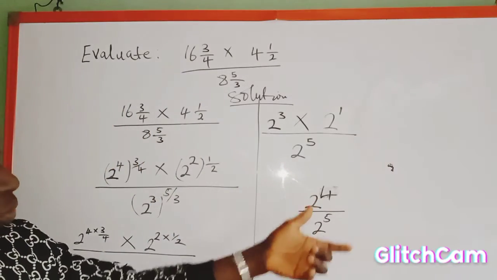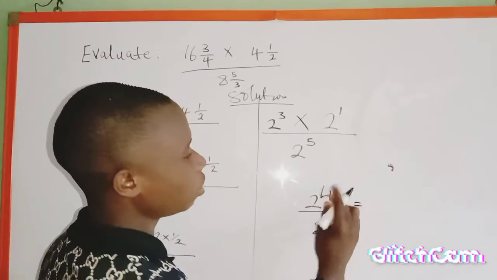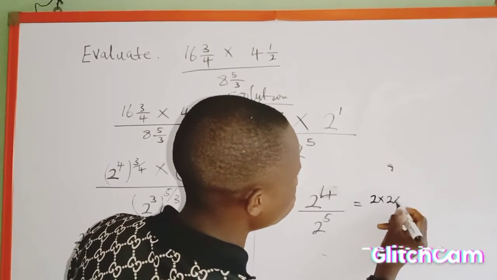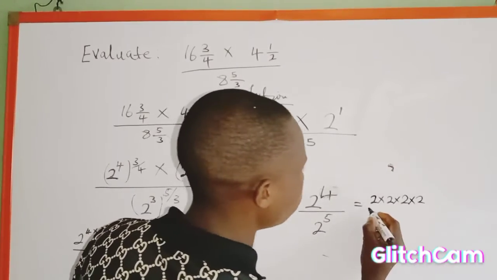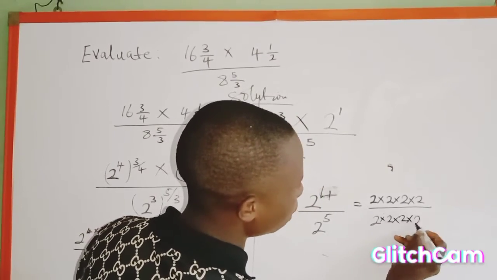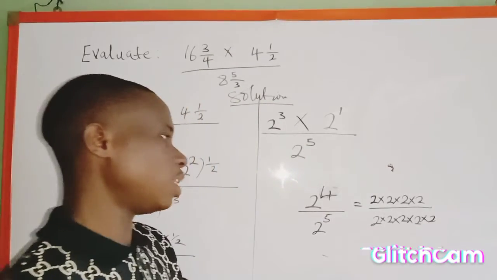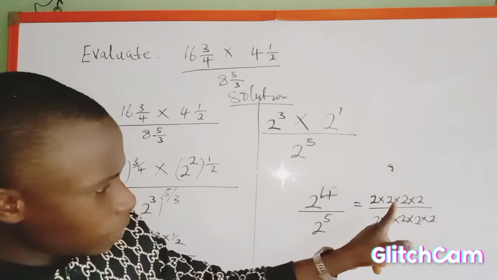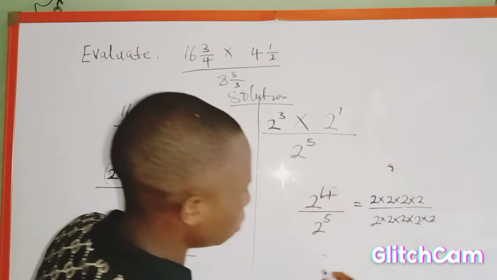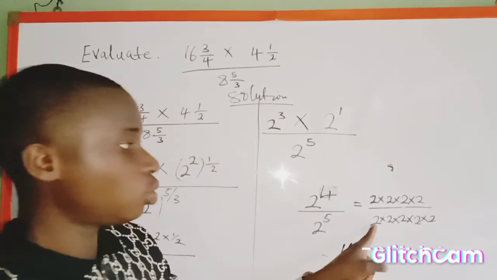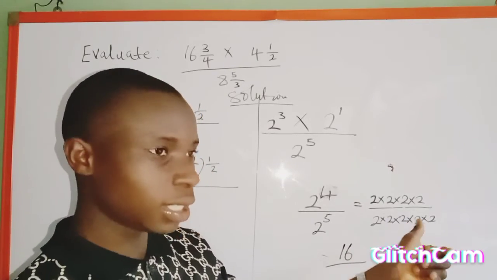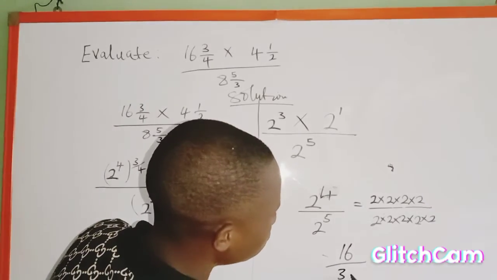I can go further to reduce this fraction. 2 raised to the power of 4 is the same as 2 multiplied by 2, multiplied by 2, multiplied by 2, four times, all over 2 multiplied by itself five times. So 2 multiplied by 2 gives me 4, 4 multiplied by 2 gives me 8, then 8 multiplied by 2 gives me 16. All over, 2 multiplied by 2 is 4, 4 multiplied by 2 is 8, 8 multiplied by 2 is 16, and 16 multiplied by 2 gives me 32.